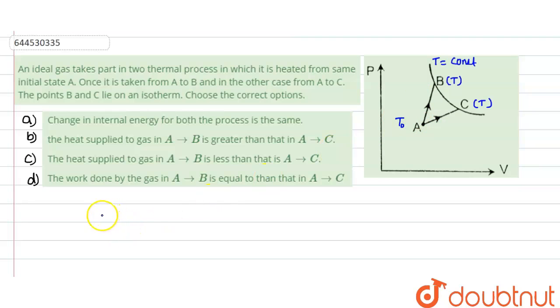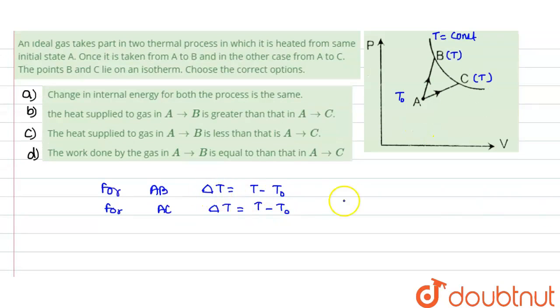So for AB, what is the value of the change in temperature? What is the delta T value? We can say that it is T minus T naught. This would be the same for AC also, so delta T would be equal to T minus T naught. We are just comparing with the initial temperature.